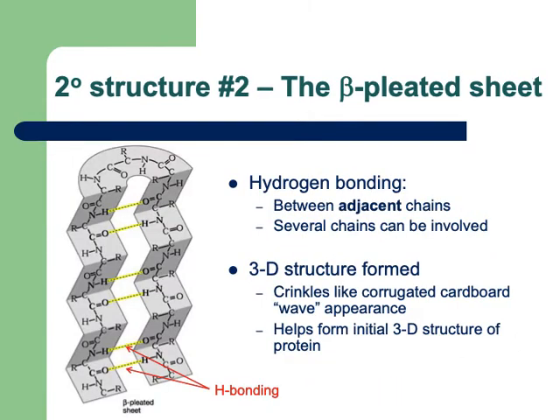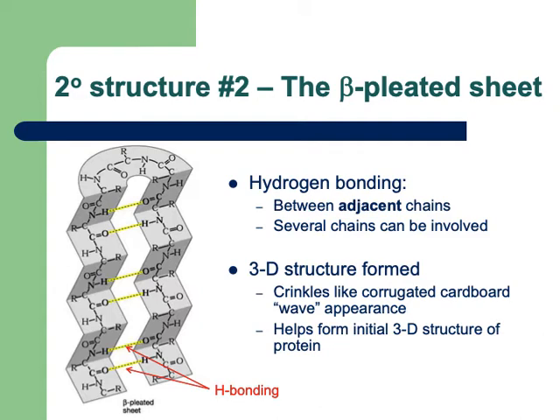Now let's talk about the secondary structure, specifically the beta-pleated sheet. Here we have hydrogen bonding, which is between the adjacent chains. We can see it between the amine group and the carbonyl group of the subsequent amino acids on the adjacent chain. We can see that through the lines on the picture on the left that are highlighted in yellow.